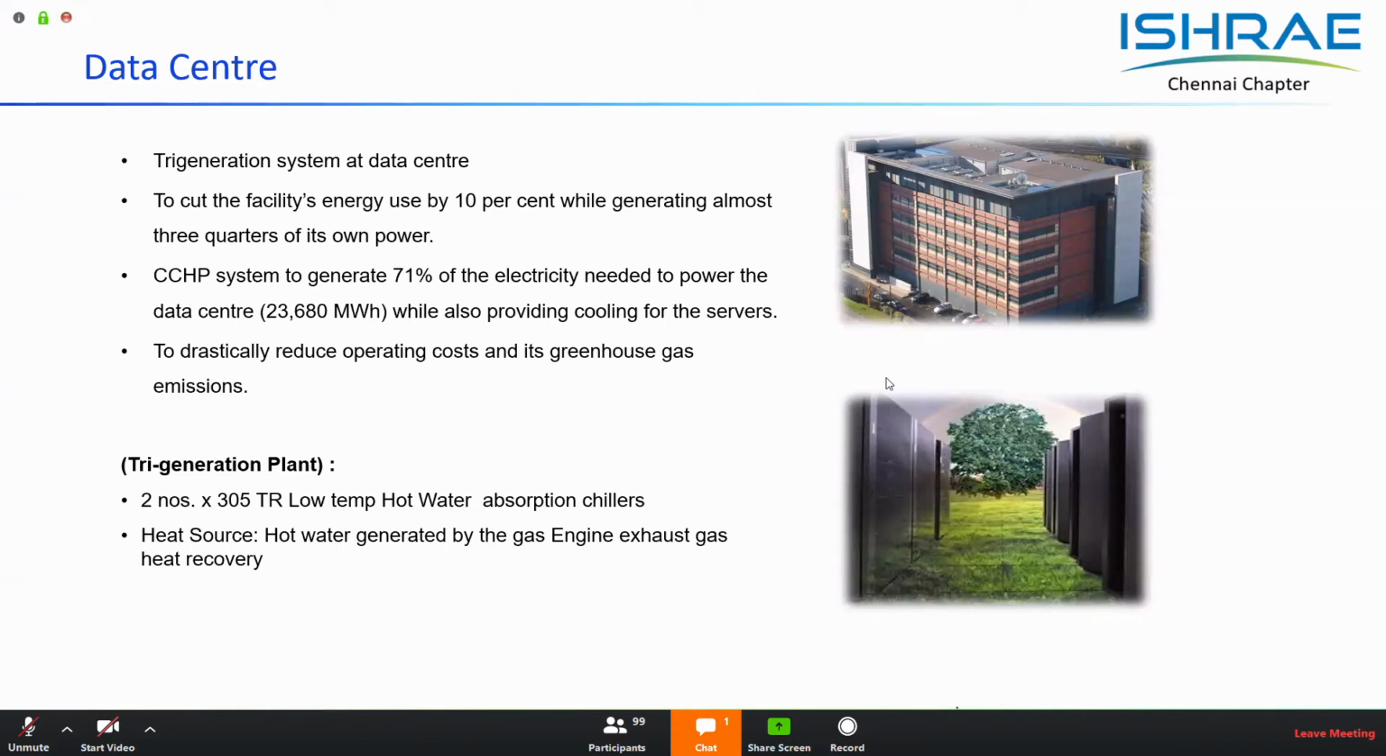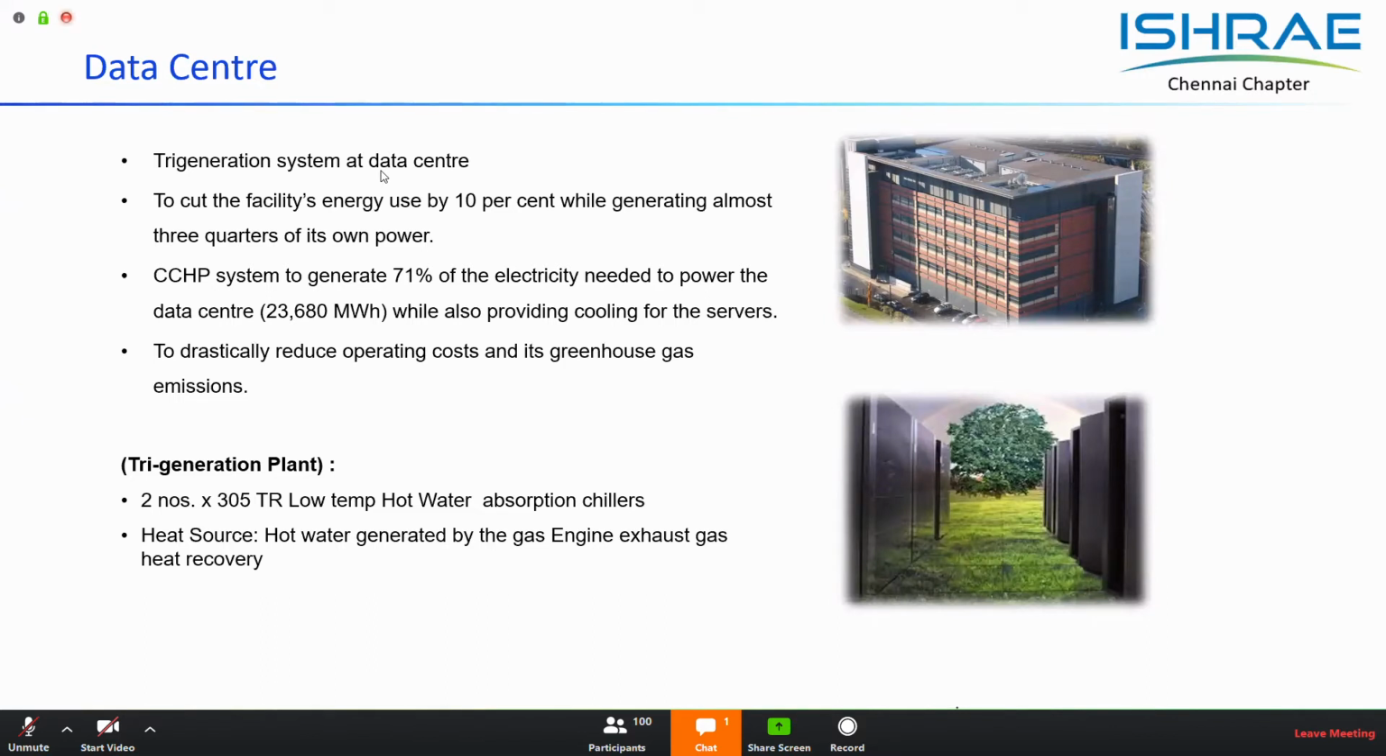The most sought after type of solution for data centers is CCHP, or combined cooling, heating and power, wherein a gas engine or a gas turbine is put in to generate power which can cater to the power demand of the data center, so that it can work in an idle mode, free from any grid disturbances. And the waste heat generated from these gas engines or gas turbines can be used to generate free cooling using an absorption unit.